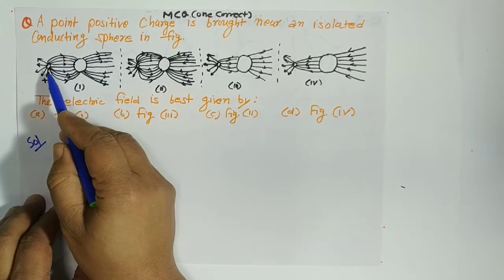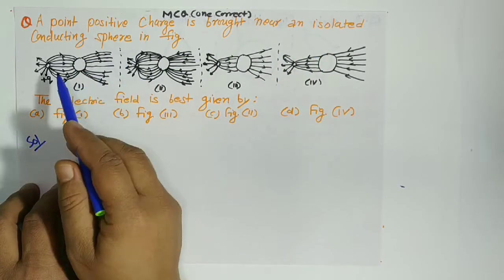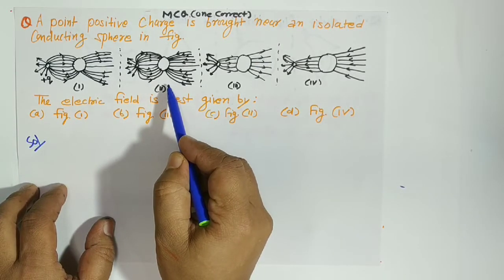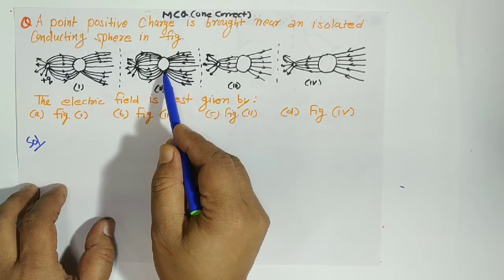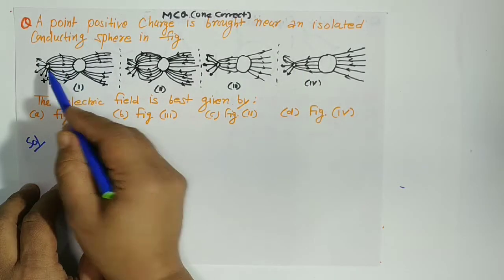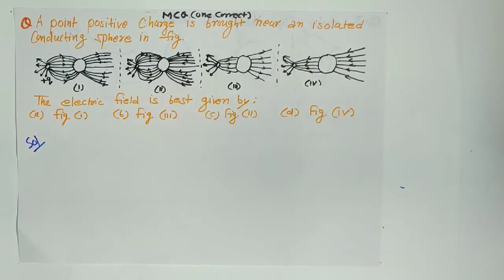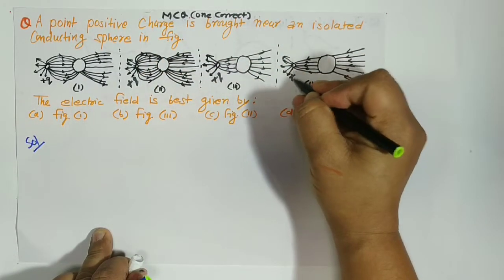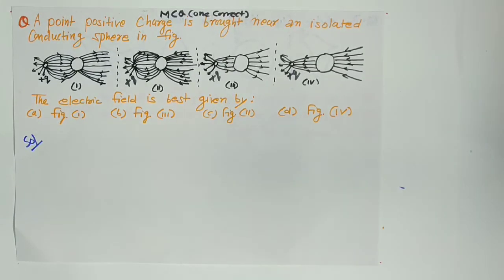Now the point is that this is a positive charge brought near an isolated conducting sphere, and you have to see whether the lines are correct. If you see the second one, the lines are entering from both the sides, so it's not a correct answer. Then here also, this is a positive charge. There can't be lines towards the positive charge because it's a plus Q charge. So probably third and fourth are not the answer.